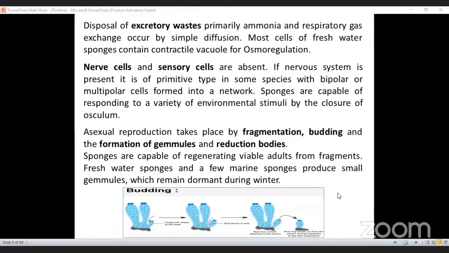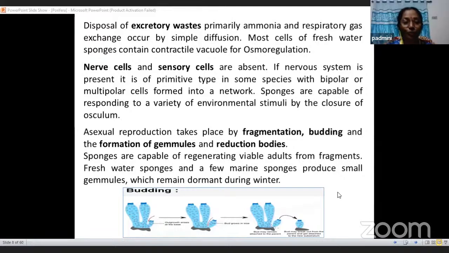Yes, ma'am. Thank you. So you have two different types of reproduction, asexual and sexual. We talked about this type of reproduction even in the protozoans. Asexual reproduction is either by fragmentation, budding, or formation of gemmules. We will talk a little bit about gemmules in the next slides. Fragmentation is when the body is broken into parts. That is called fragmentation type of reproduction.